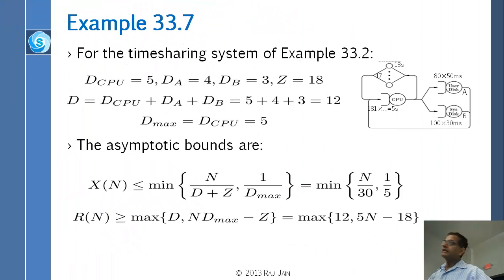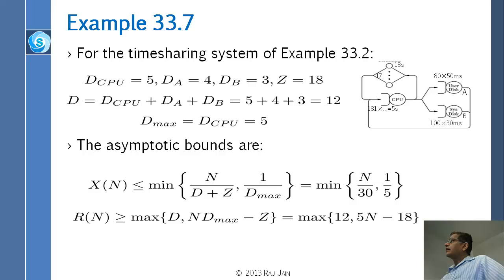All right, let's take an example for the asymptotic bound. This is the same system that we had before. All we need to do is write down all the things that are given. D_A is 4, 80 times 50 is 4. D_B is 3, 100 times 30 is 3. And Z is 18. And D_CPU is 5. It's already given. So total D is the sum of all the D's. Total D is 5 plus 4 plus 3 equal to 12.